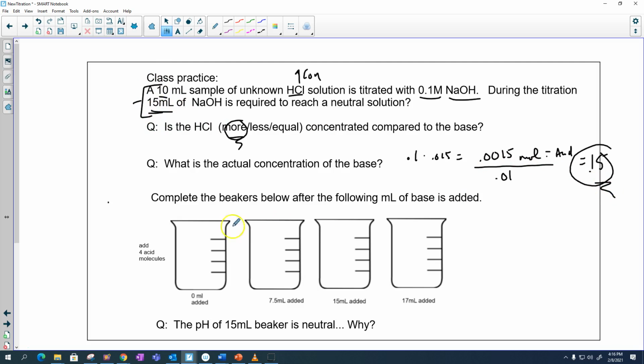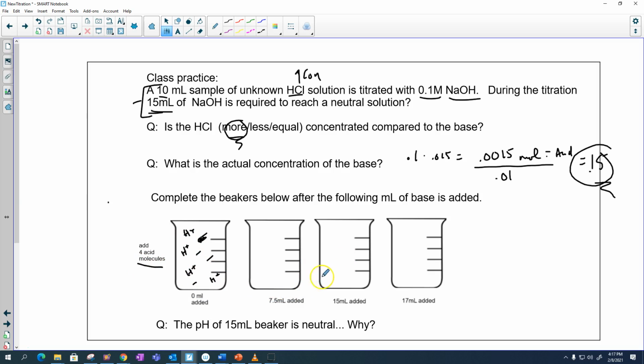Complete the figures below after the following milliliters of base were added. Okay, 0. I'm going to use 4, so it's going to be HCl, so I'm going to draw HX, and this is going to be a strong acid, so I'll separate them, Cl minus. I'm just going to draw a dash for my chloride. So, H plus, H plus, H plus. 4 H pluses, as I indicate here.